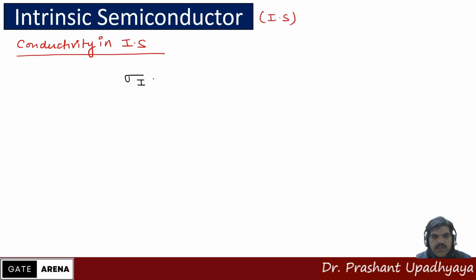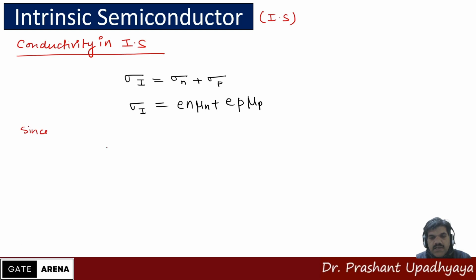I am representing it as sigma I for the intrinsic, so sigma I will be equal to sigma n plus sigma p. I am referring to n for the electron and p for the hole. So the total conductivity in an intrinsic semiconductor will be given by sigma n plus sigma p. If we talk about sigma n, sigma n will be equal to E n into mu n, and sigma p will be equal to E p into mu p. And we have already seen that in an intrinsic semiconductor, the number of holes is equal to the number of electrons. That means n is equal to p equal to ni.